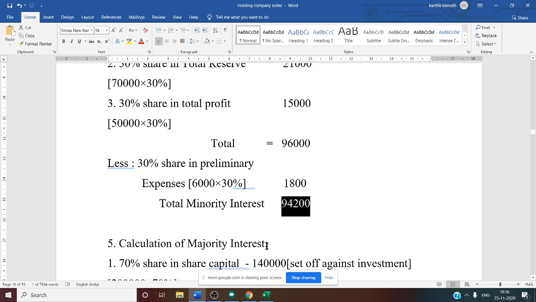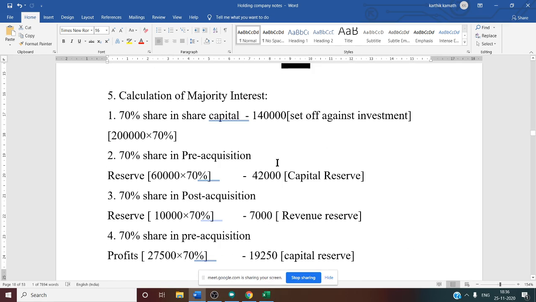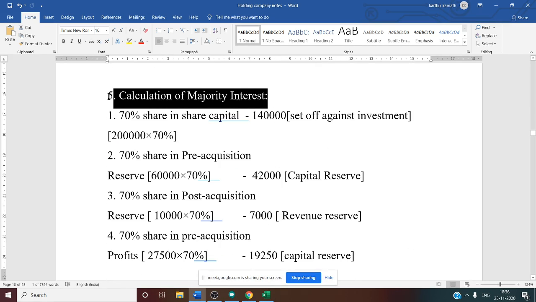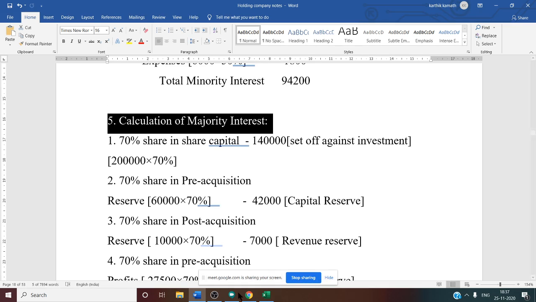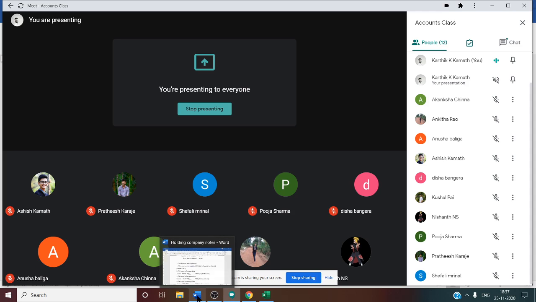Yes. Now the fifth one is calculation of majority interest. This is working note number 5. Calculation of majority interest. Here again we need share capital of subsidiary and all other things separately. That means you have to see the previous working note for all this information: pre-acquisition reserve, post-acquisition reserve, pre-acquisition profit, post-acquisition profit. For everything, you can easily get the answer if you see the previous working note.